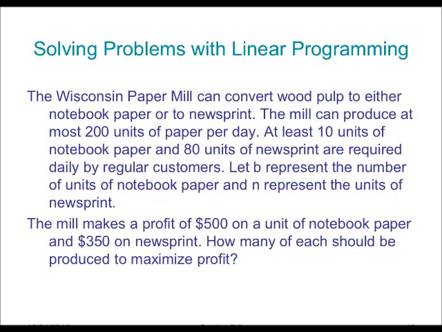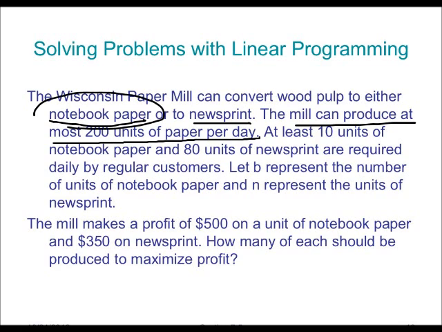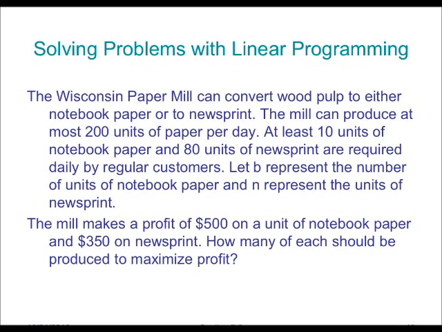The Wisconsin paper mill can convert wood pulp to either notebook paper or to newsprint. The mill can produce at most 200 units of paper per day. That's between the paper and the newsprint. So at most means you have to be less than that. So we can do 199, we can do 200, but we cannot do 201 units of paper.